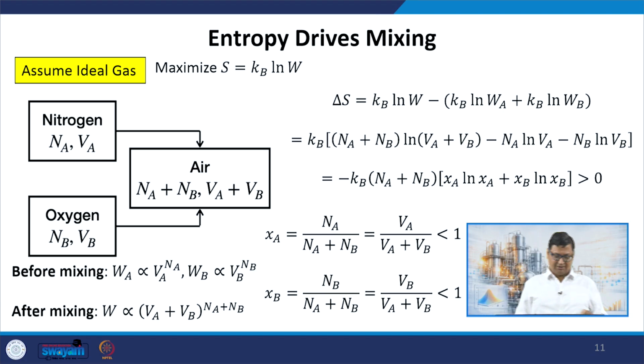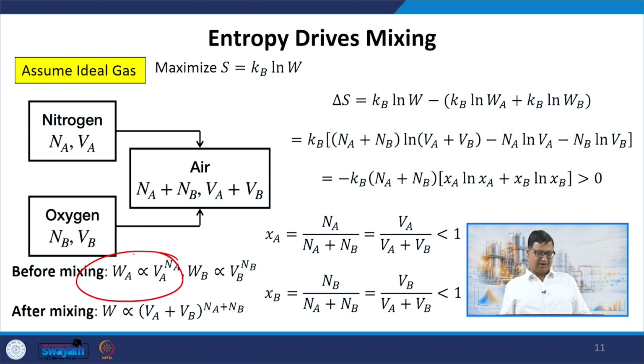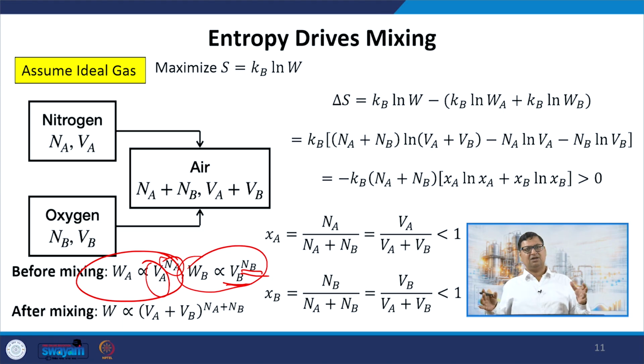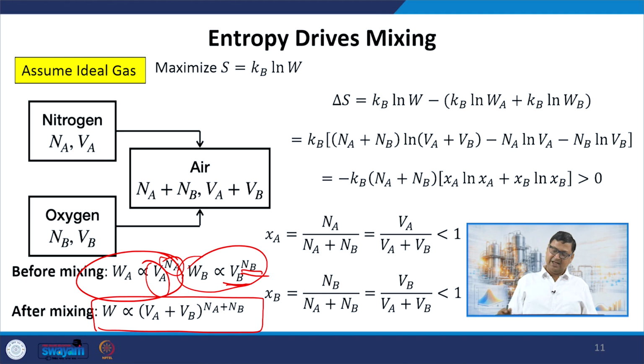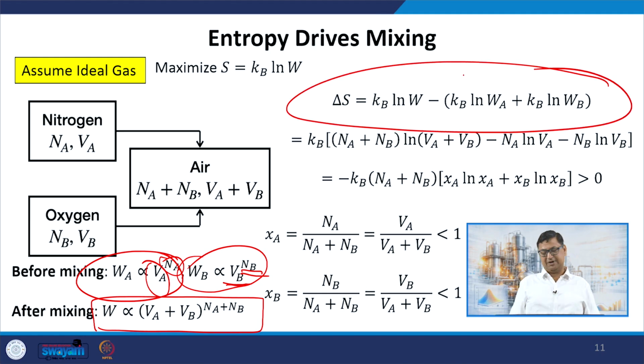If they do not mix together, by the argument which I gave you, the nitrogen had a number of ways proportional to the volume of nitrogen, VA to the power NA, where NA is the number of molecules of nitrogen, and oxygen had a number of ways proportional to the volume of oxygen to the power of the number of oxygen molecules, NB. If they mix together, they share the total volume VA plus VB for NA plus NB molecules. So the number of ways will be VA plus VB to the power NA plus NB. And again I can find the entropy change.